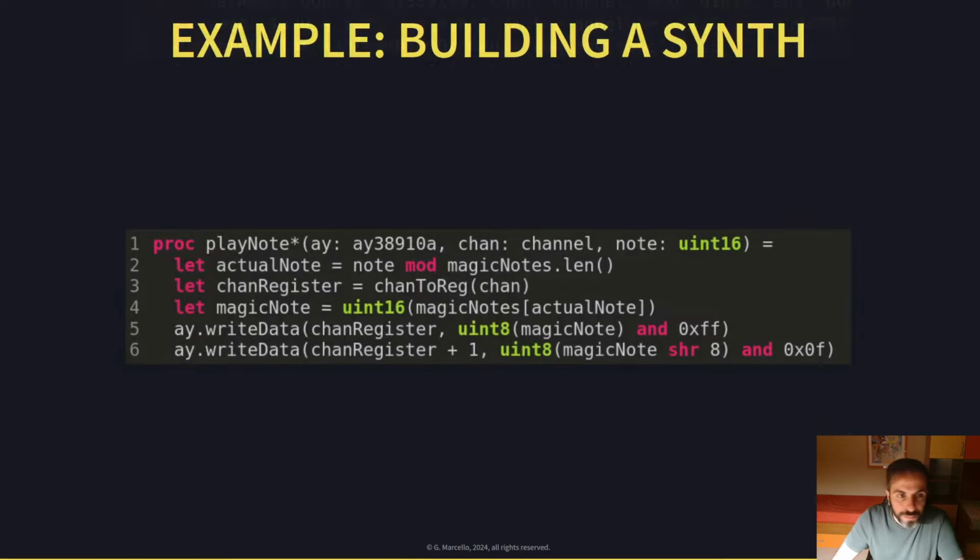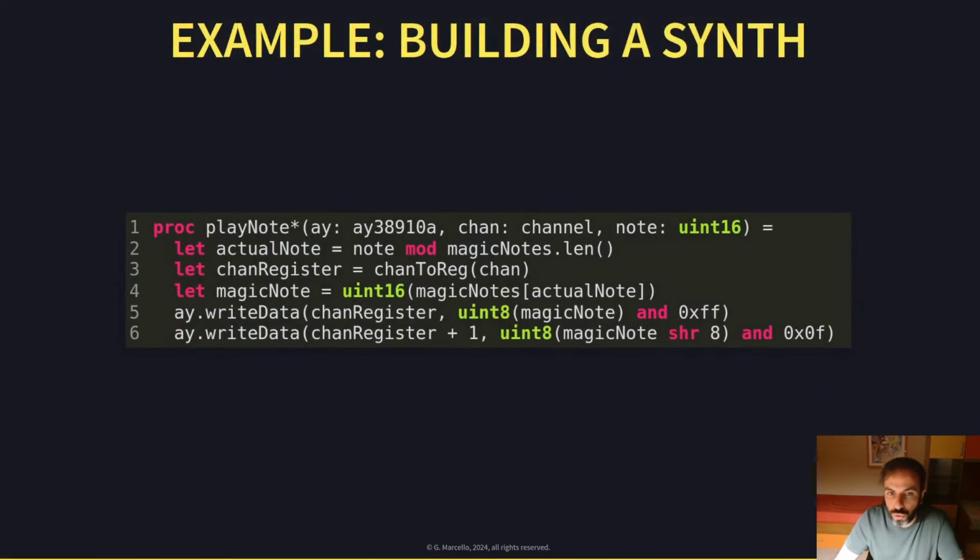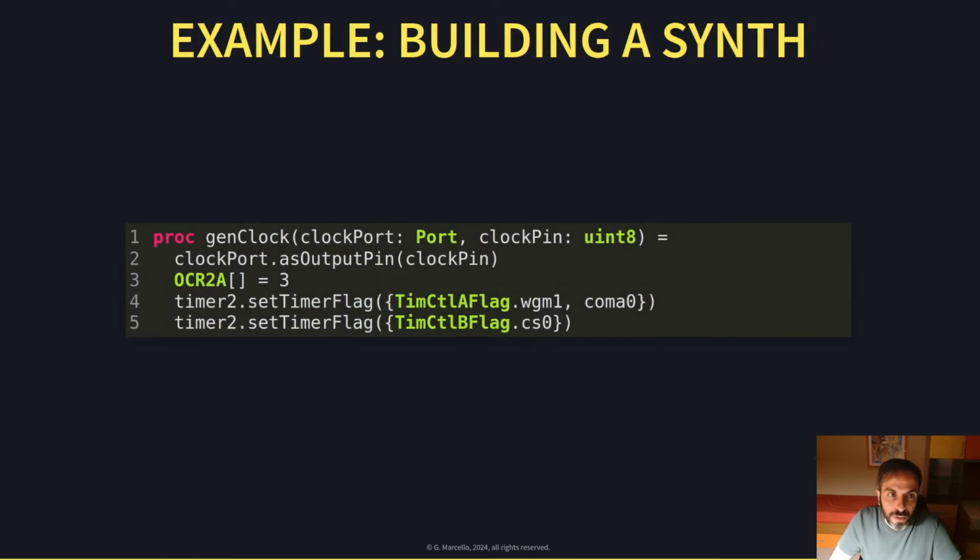So mainly that's it. And then we implement the play note function, which uses the constant notes table, the compile time table we generated earlier, at runtime to actually play the note. Finally, we have to generate the signal for the clock, and I generate it through the timer. So I'm going to just use the timer in compare output mode, CTC, and you can see here that I'm still using bit fields to set the control register for the timer.